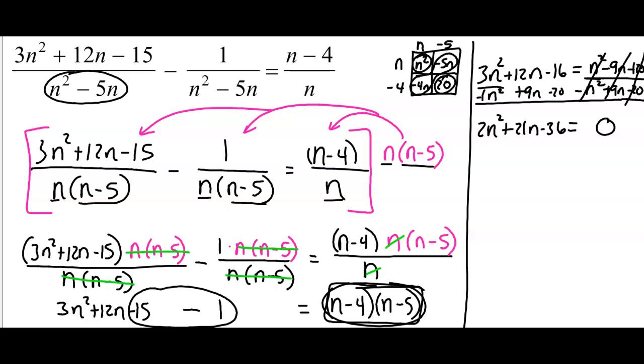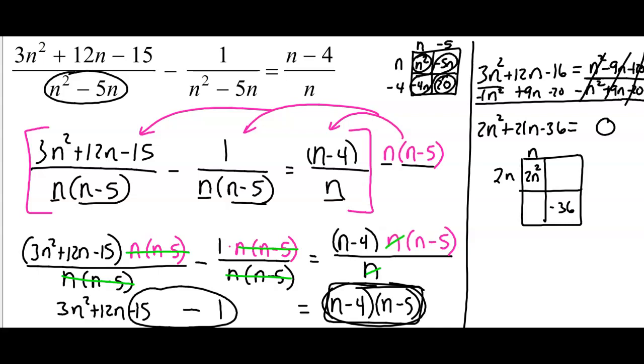Okay? So that's the first thing you have to do. It's a little bit different when you have a quadratic, is you got to move everything over to one side and get it to equal 0 at this point. Now the next thing you want to do is factor it using your box method. So we're going to put the 2n squared here and the minus 36 here. And we'll go ahead and fill in our box.